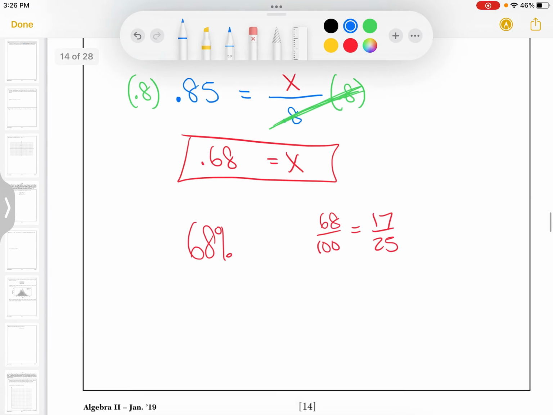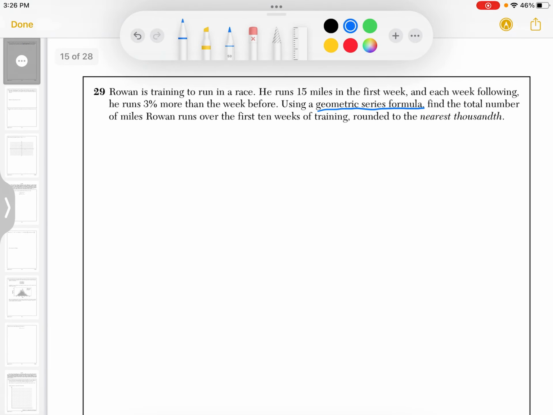Remember, partial credit is available for this. To get full credit, you have to show every step. So I'm going to write the formula from the reference sheet right here. Please make sure you copy it correctly. That would be a bummer.